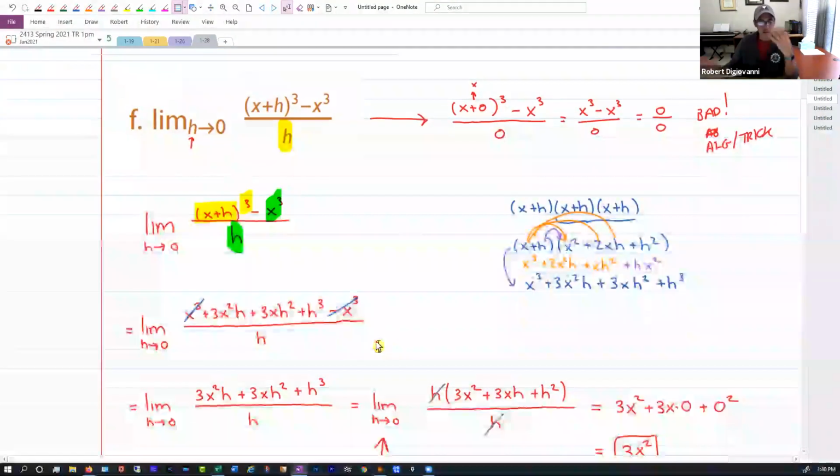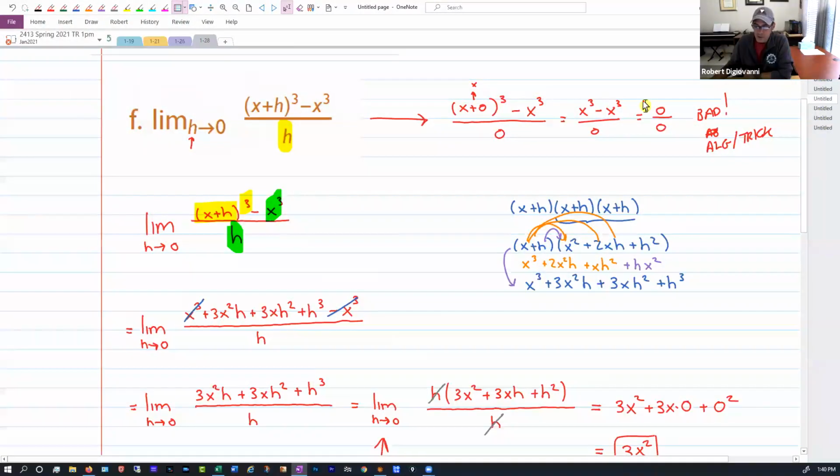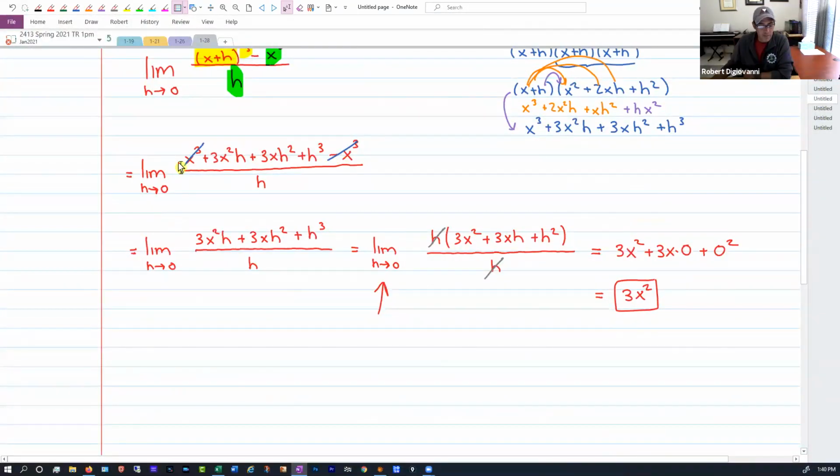All right, so just looking back at this again, 0 over 0 bad, do some algebra. We looked at this. So, what can we do? Well, the only thing we really can do is just expand that out. We did, and then, voila, the x cubes cancel. And then everything here had an h, and it was just all worked out from there.